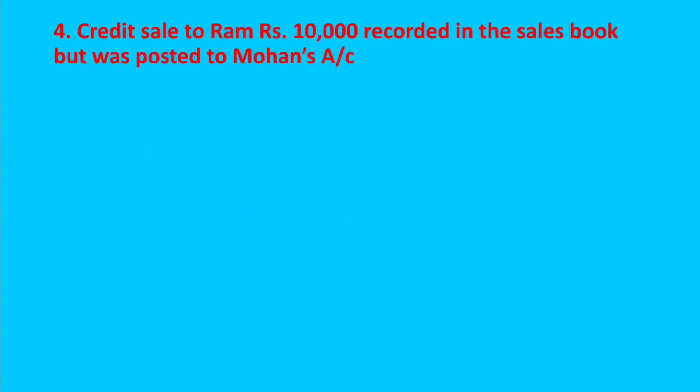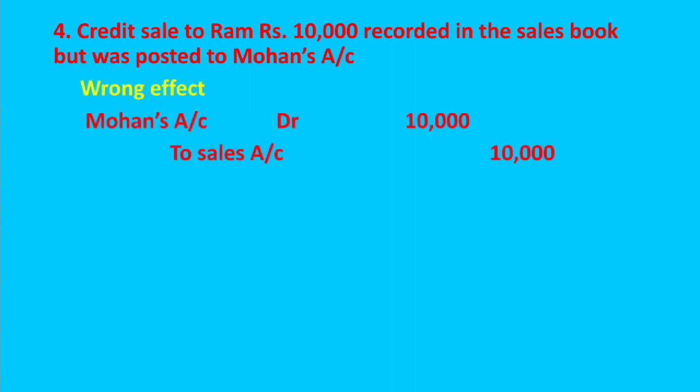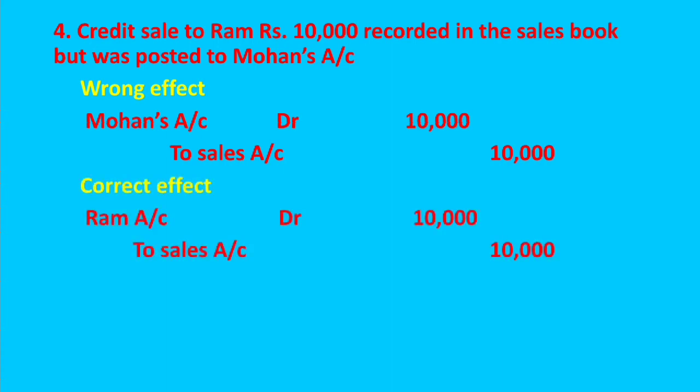Now fourth one. Credit sale to Ram rupees 10,000 recorded in the sales book, but posted to Mohan's account. Here we have recorded the transaction in the sales book, but while posting, instead of posting it to the debit side of Ram's account, we have posted it to the debit side of Mohan's account. Wrong effect. Mohan's account debtor to sales account. And the correct effect should be Ram account debtor to sales account. Here, instead of debiting Ram's account, we have debited Mohan's account.